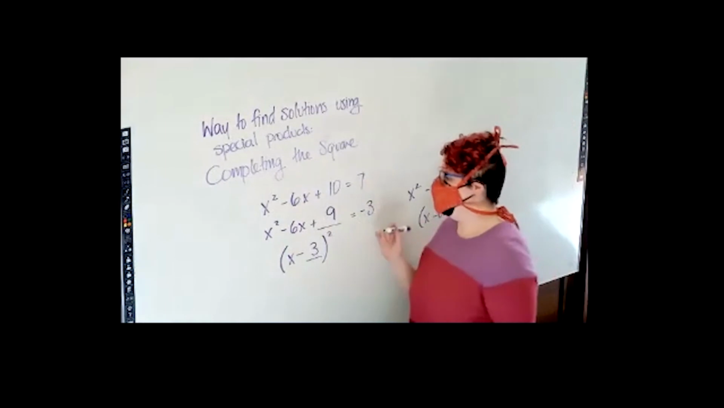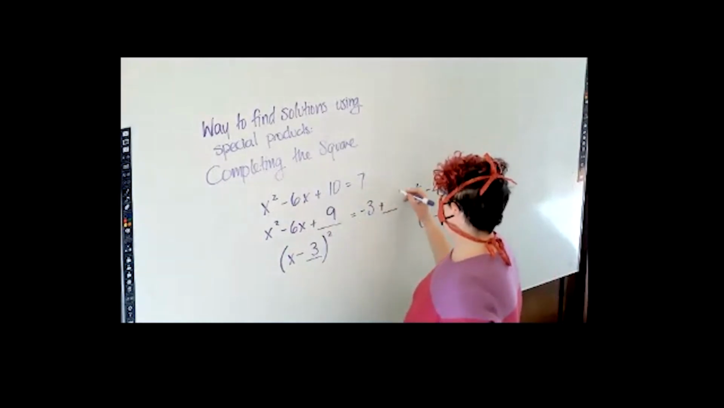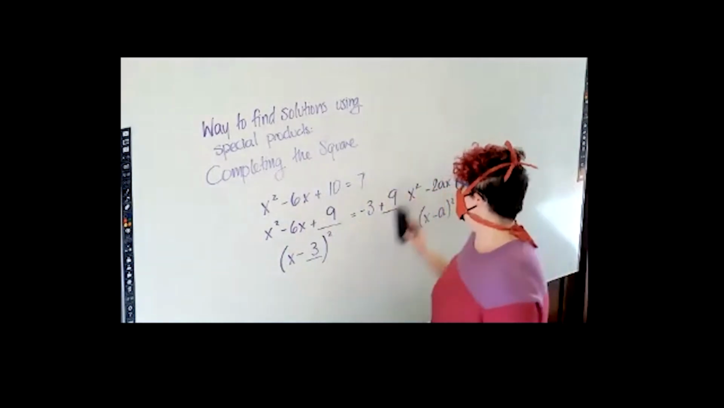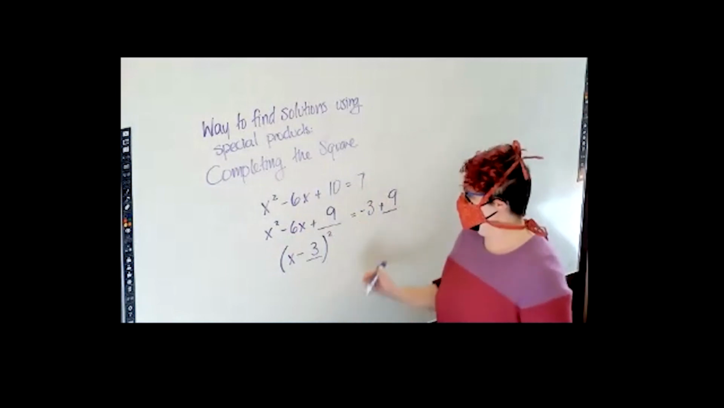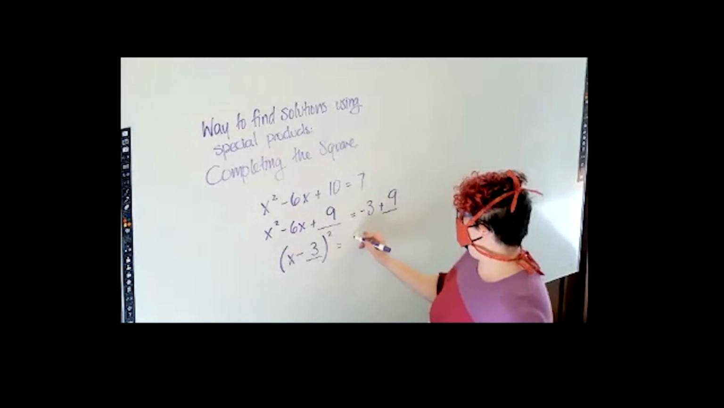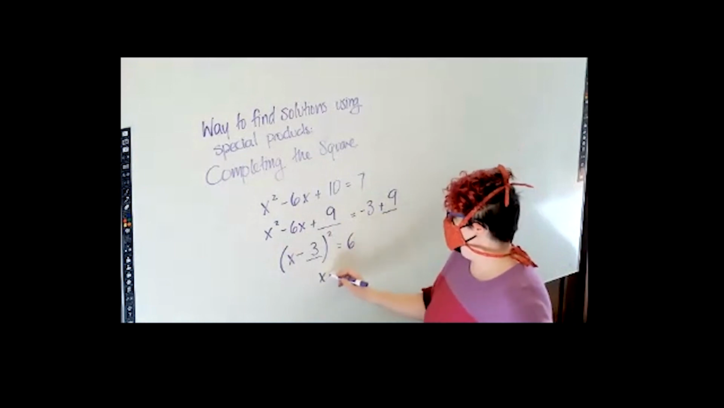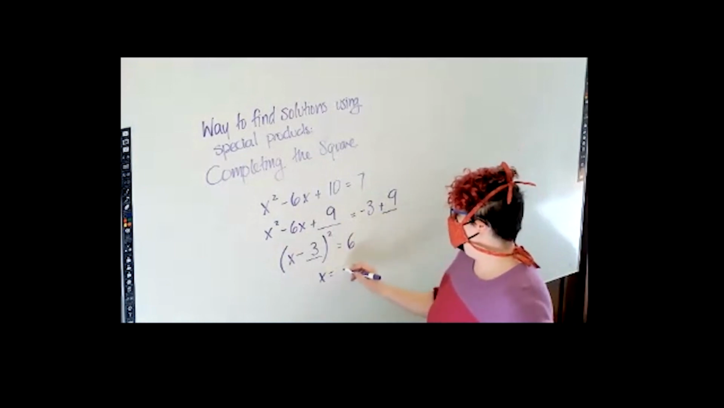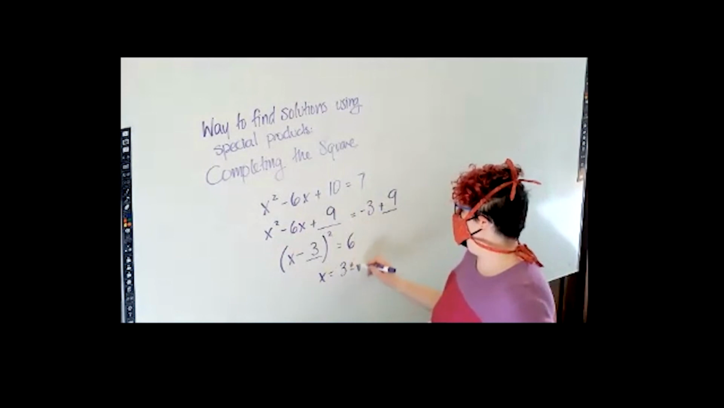I'm also going to say you would have to add 9 on both sides because you can't just arbitrarily add 9. You get (x minus 3) quantity squared is 6. So x is 3 plus or minus the square root of 6.